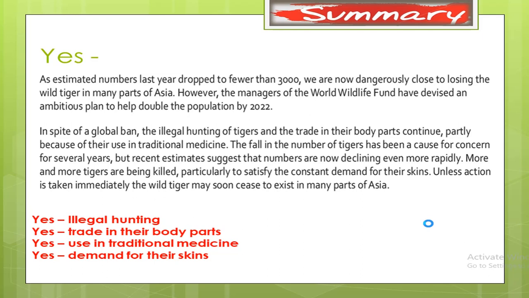For example, illegal hunting we can see here. Global ban, illegal hunting is mentioned here, and trade in their body parts. Here we can see the trade in their body parts used in traditional medicine is also mentioned. Demand for the skins is also mentioned here. In the same way, this area contains some important points that we can note down.